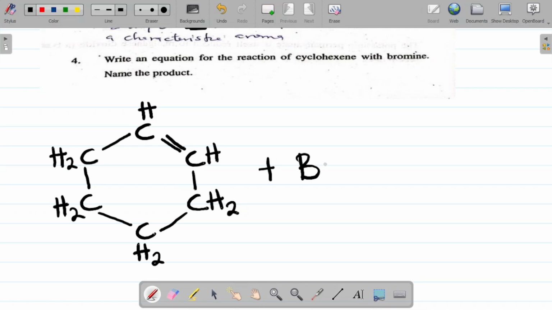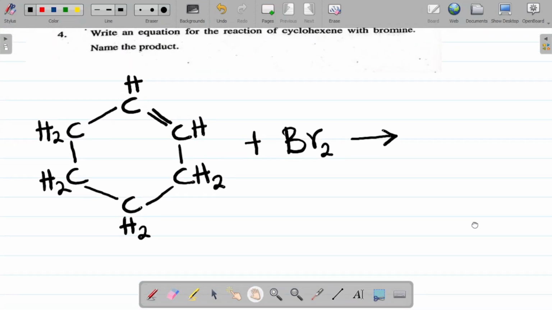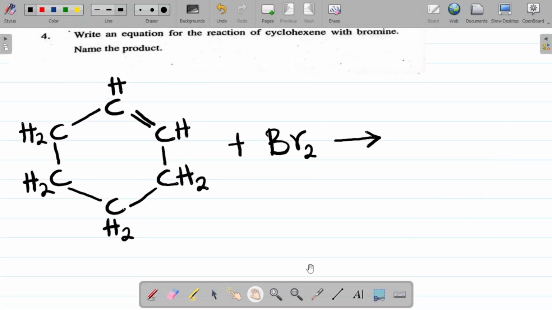Now note that bromine is actually diatomic, so it becomes Br2, not just Br. Alright, so if these two combine, what do I have? If I combine these two, what will I have? Now what I'll have would look like this. My answer would look like this.